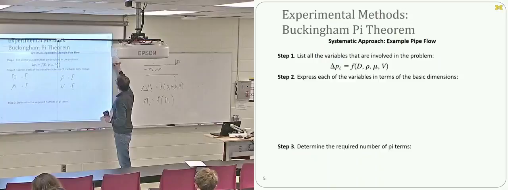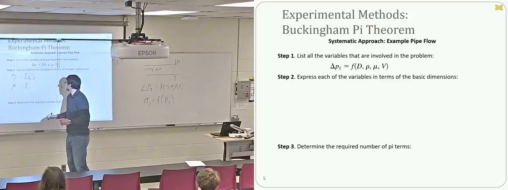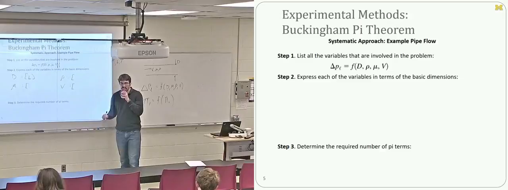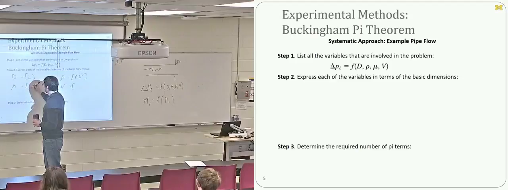So we're using mass, length, time. Okay. So diameter is just the length. Density is mass over length cubed. Mass, length, -3. Viscosity, I don't remember the rest.